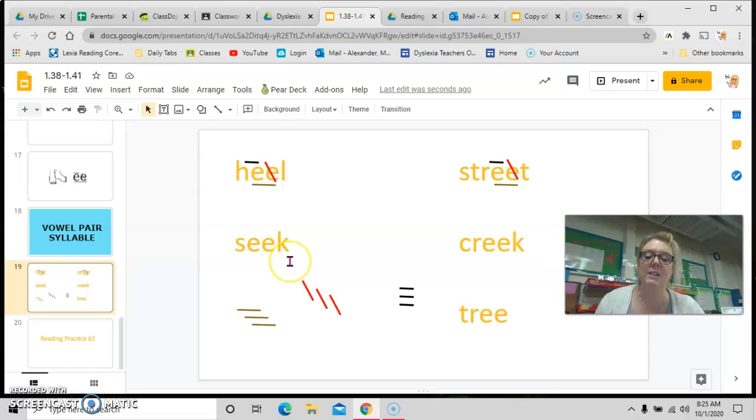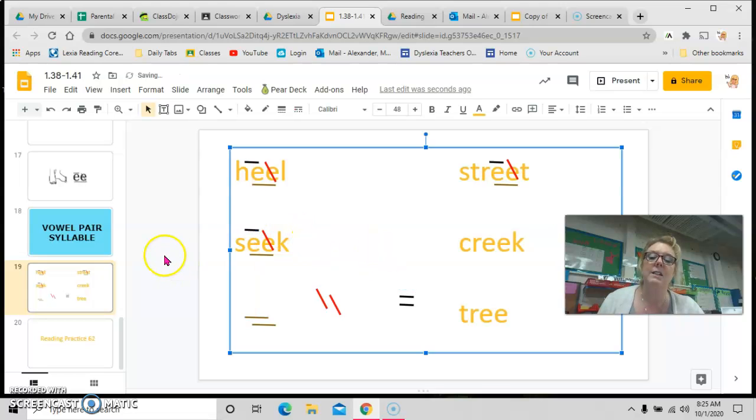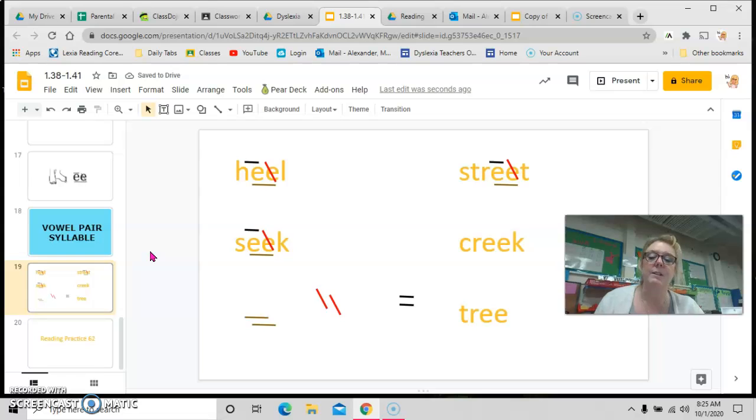Okay, what kind of a syllable is this? Right, it's a vowel pair because there's two vowels. All right, cross out one of the E's, and the other E has a macron. All right, so let's read that word. Seek. I like to play hide and seek.